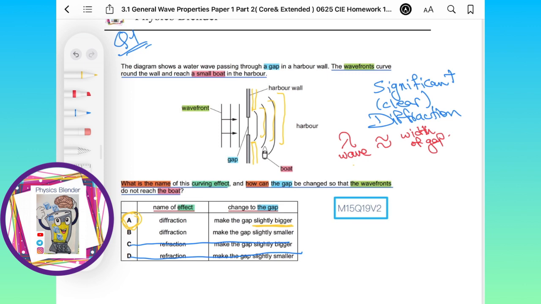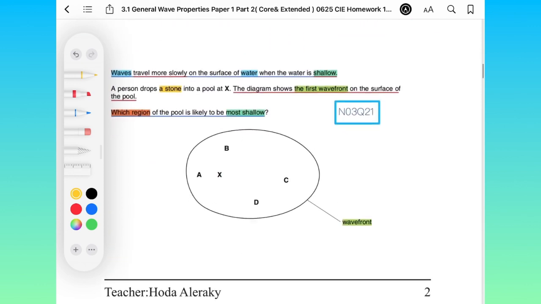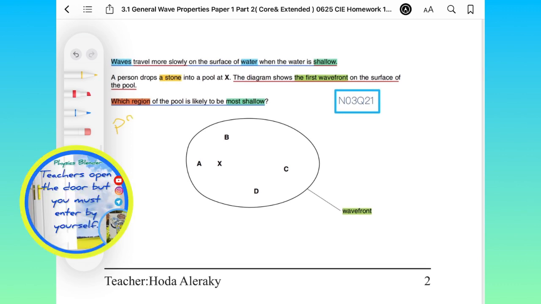I am talking in general. The case here is asking you if the waves will not reach the boat. Would you make the gap wider or narrower? So you have to make it wider, because wider means the spreading out will be less. Okay, question number 2, we discussed it before but in another way.